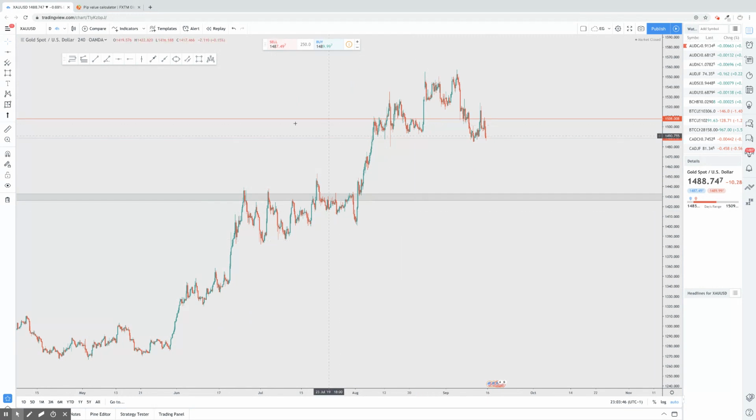And better than that, it will often break a zone and then retest it. All right, so you can write that down as well. It will often break a zone and retest it. You'll see that multiple times with the pair.